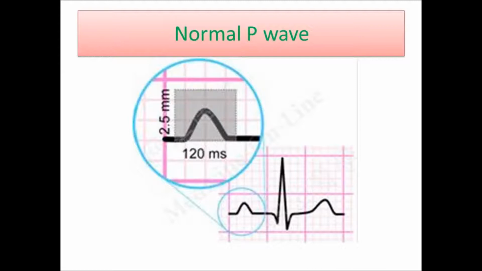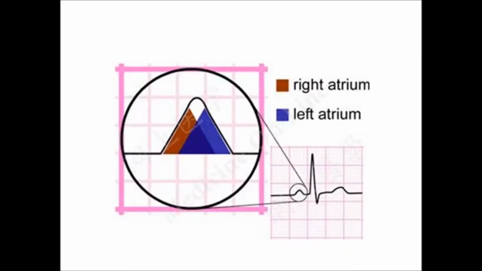The P wave is normally a positive deflection, except in lead AVR. This P wave represents the depolarization of both the right and the left atrium. Its normal duration is less than 3 small squares, which is about 0.12 seconds or 120 milliseconds, as you can see in this picture. The normal amplitude, i.e. the normal voltage, is 2.5 millimeters or 2.5 small squares.